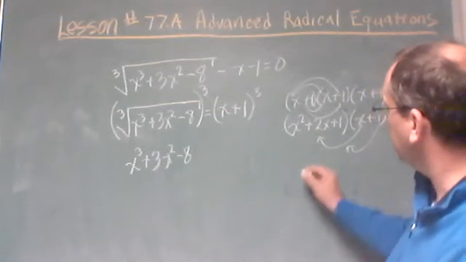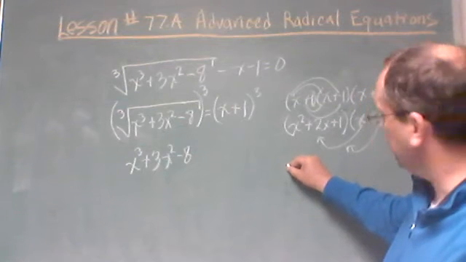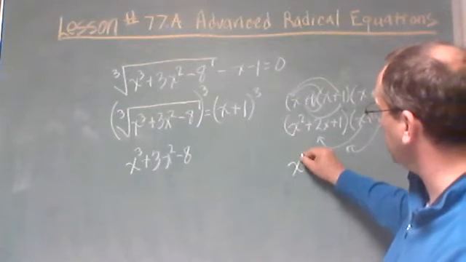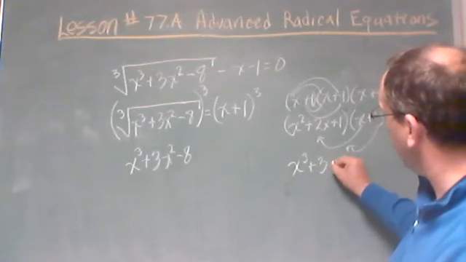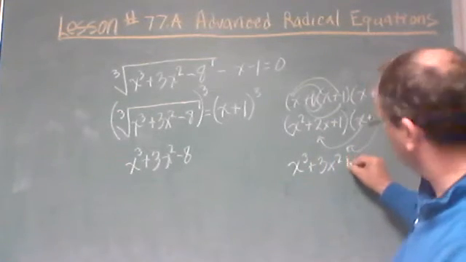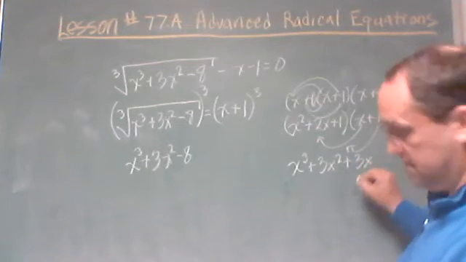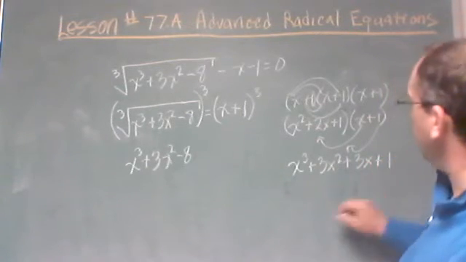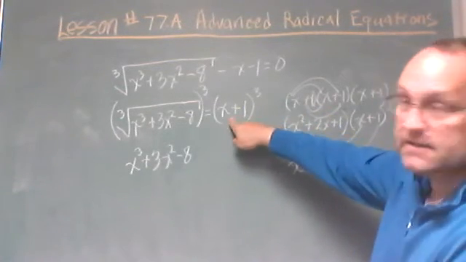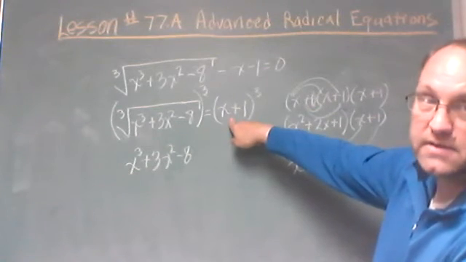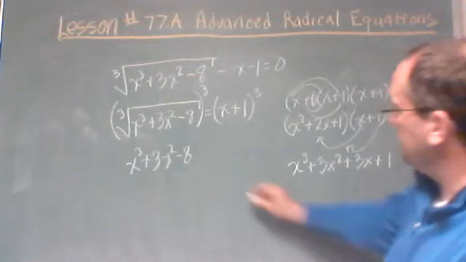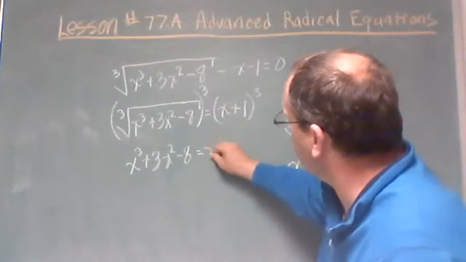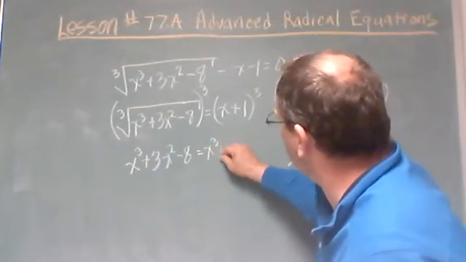You can practice doing that to make sure you get this same expression: x to the third plus 3x squared plus 3x plus 1. So when I multiply x plus 1 times x plus 1 times x plus 1 and multiply it out, this is what I get. This is what I'm going to get on this side of the equal symbol.